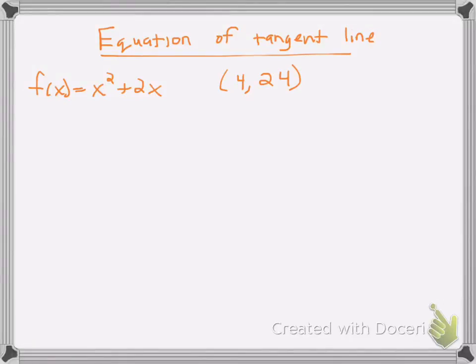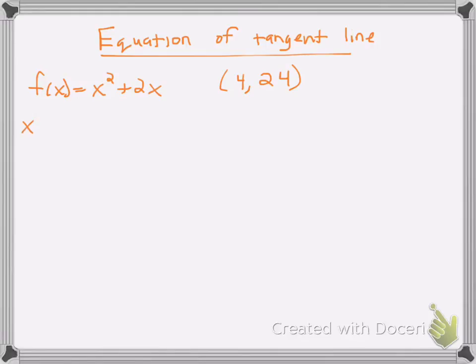Alright, so this one is going to be writing the equation of a tangent line. I'm going to give you a function, I'm going to give you a point. Now in order to write the equation of a line, you need a point and a slope. So we don't have the slope. We're going to go back to our definition of the derivative, which is finding a limit, and we're going to have to go ahead and calculate that stuff.